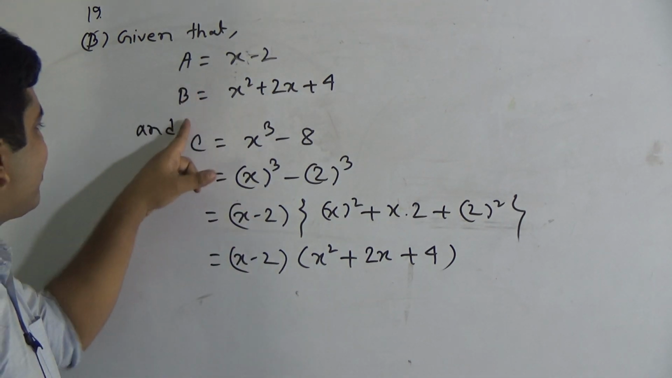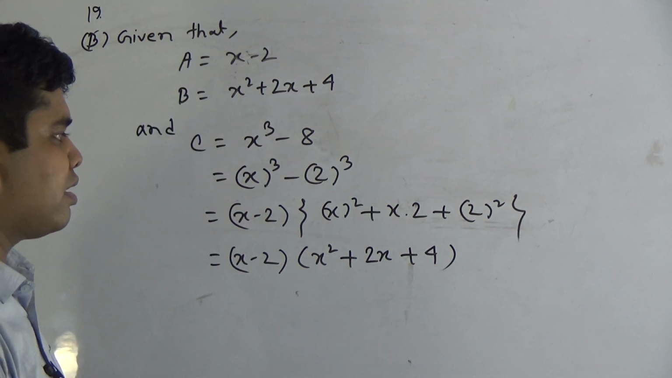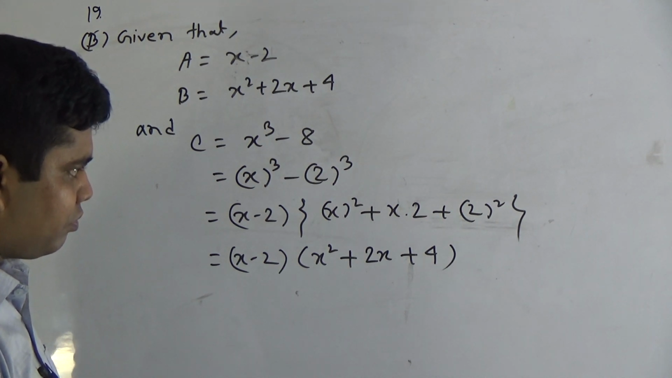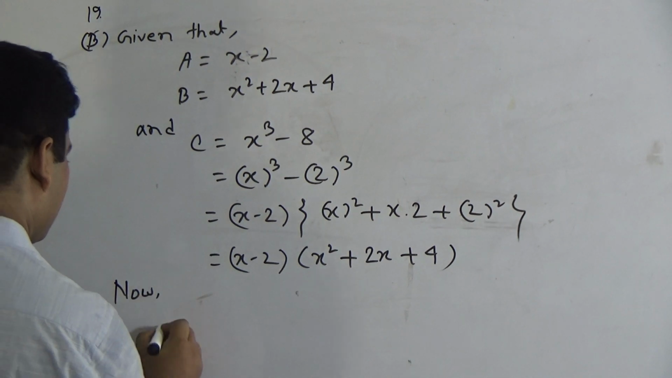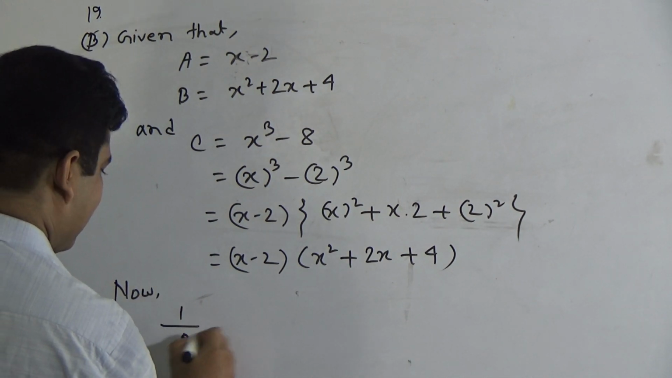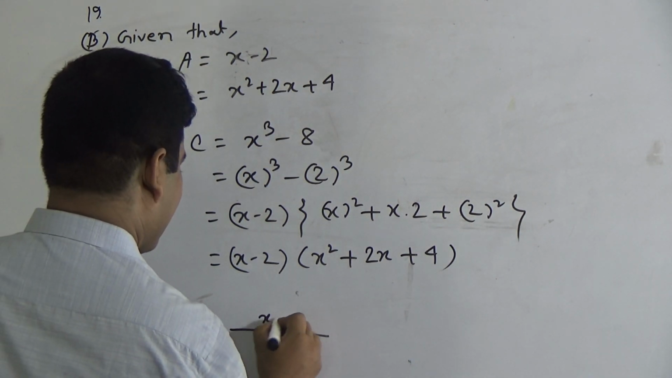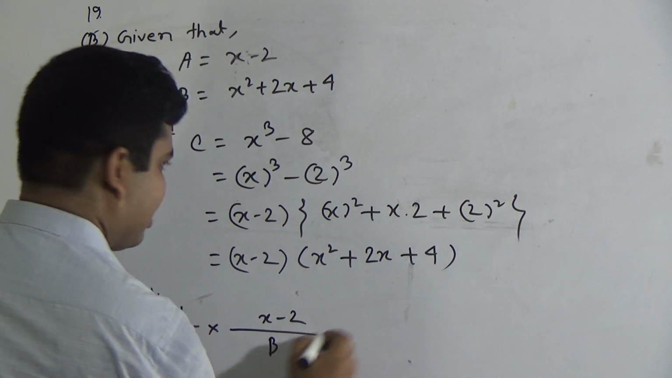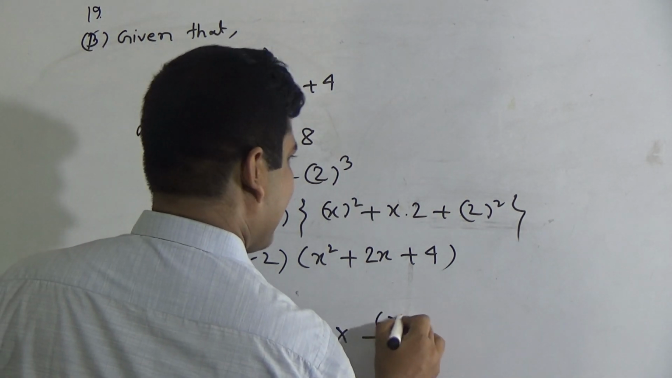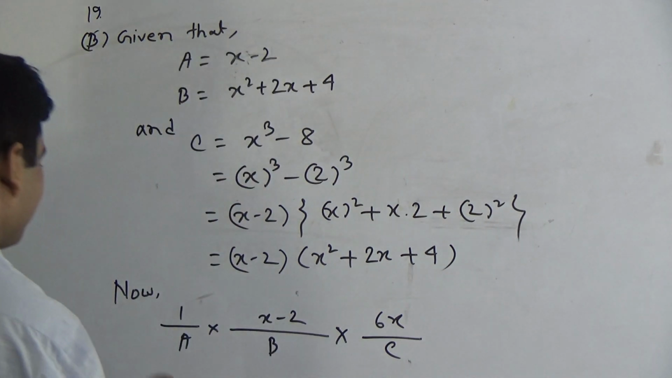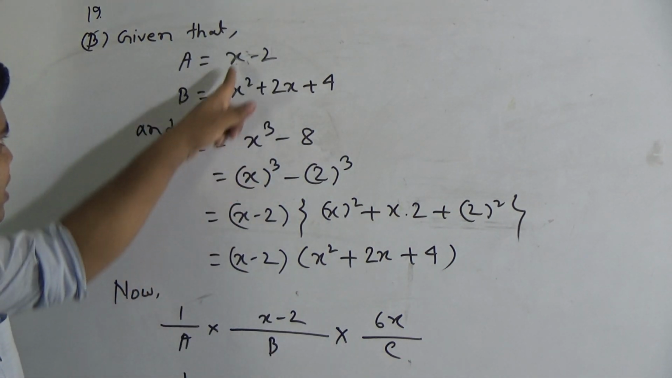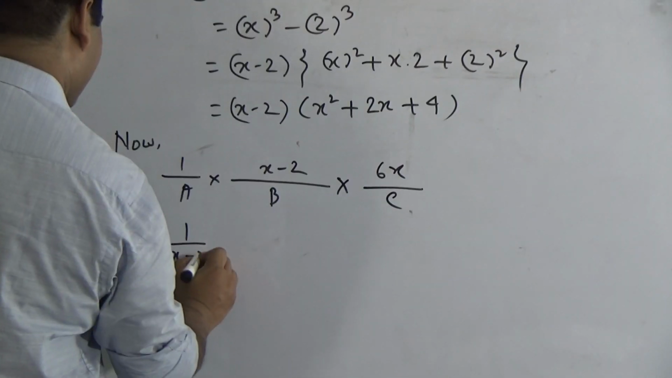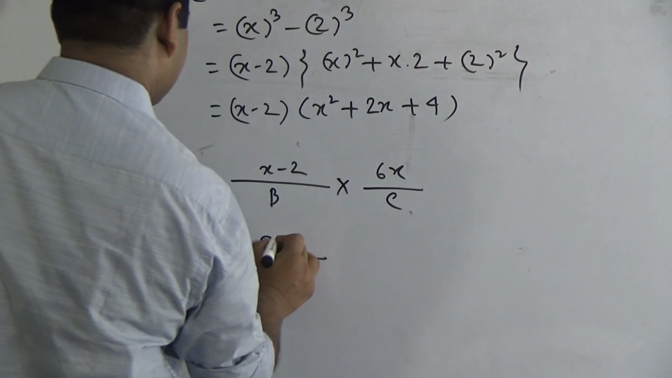A, B and C almost done. Now we simplify this. 1 by A plus x minus 2 by B plus 6x by C. Now we put the value of A, B and C. So 1 by, what is the value of A? It is x minus 2. Right, here x minus 2 multiply x minus 2.